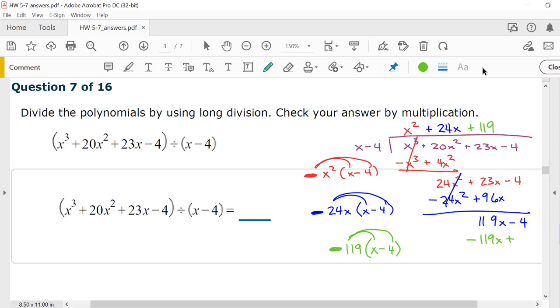I'm going to go over to my calculator here. 119 times 4 is going to be plus 476. 119x minus 119x is gone. Negative 4 plus 476 is 472. So my answer is x squared plus 24x plus 119 plus 472 over x minus 4.